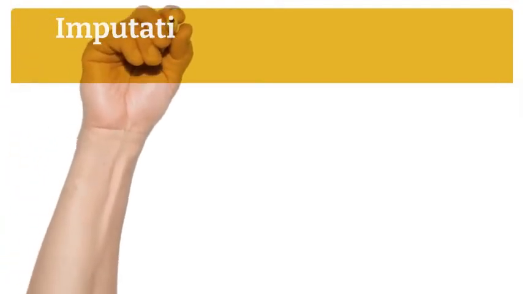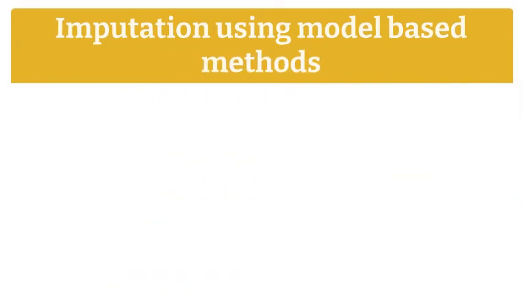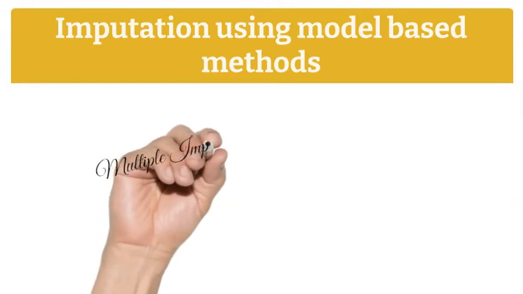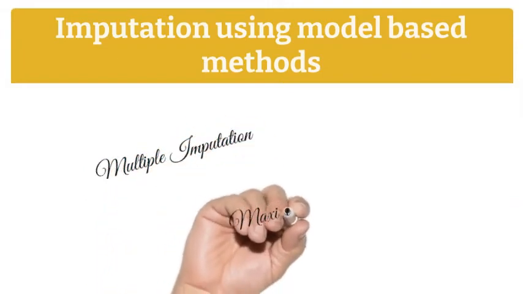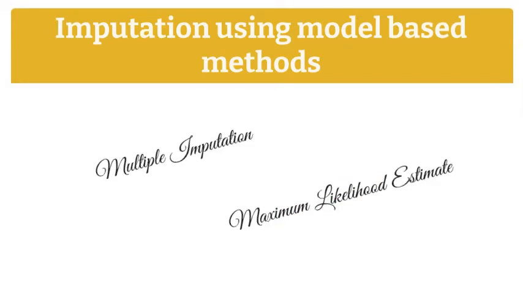Instead of imputing by using a constant, you may wish to impute using model-based methods. If the data is MCAR or MAR, you may wish to apply multiple imputation or maximum likelihood estimate. Multiple imputation is like imputing on several data sets, and in the end, you are going to come up with what we call a pooled estimate of your model.